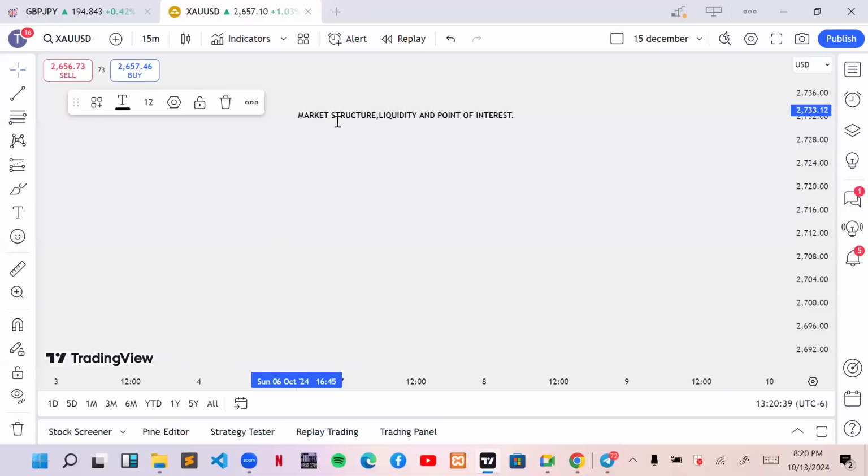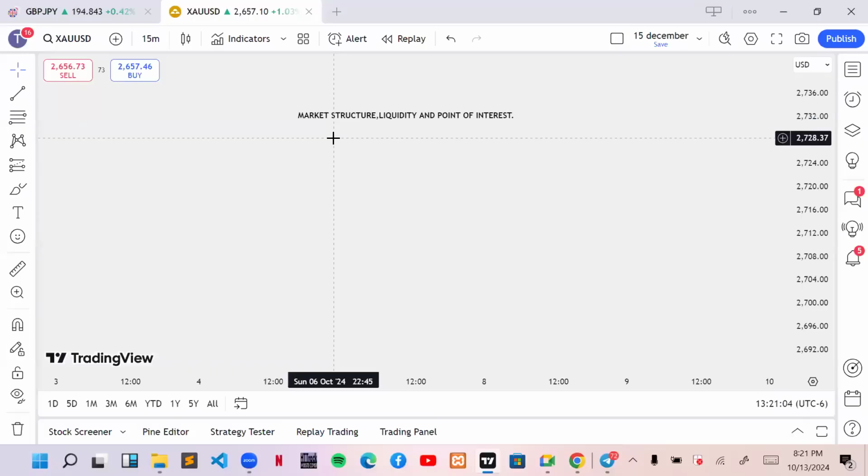So I'm going to take market structure first, then liquidity, then point of interest. I will take one point of interest in this class, that is order blocks. Then in the next class, I will take breaker blocks and order blocks, differentiating between the two of them, knowing when to use the order block and knowing when to use the breaker block.